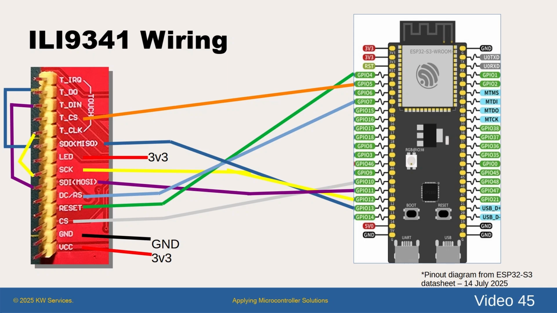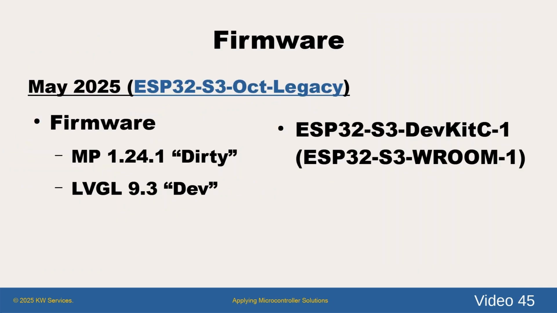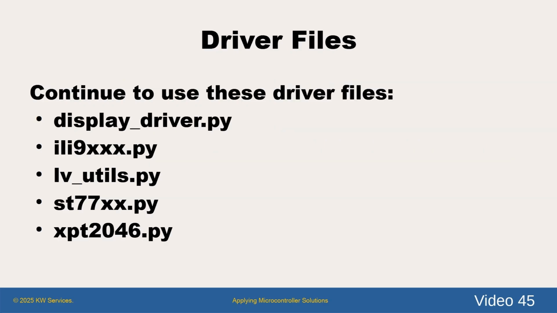For simplicity, we utilize just the pins on one side of the module. The firmware called ESP32-S3-Octo in the May 2025 directory at the GitHub site is still recent, having MicroPython 1.24.1 and LVGL 9.3. It was fetched 2 weeks before the formal 9.3 release. We can continue to use the same driver files. These files must be copied to the flash directory of the ESP32 module. This can be done easily with Thonny or using the MicroPython mpremote command line tool.